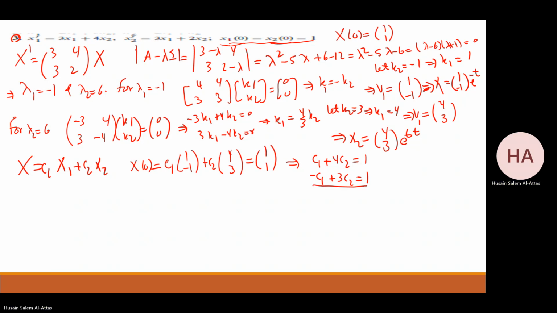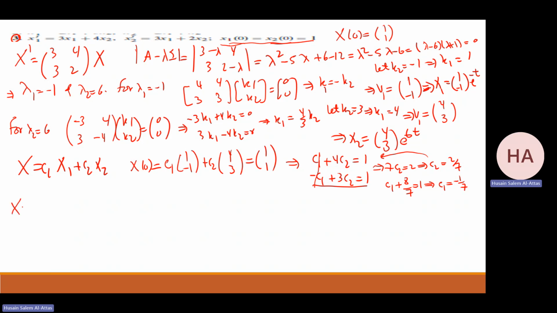Add them. You have, this is cancelled. You have 7c2 equal 2. So c2 equal 2 over 7. Plug it here. So you have c1 plus 8 over 7 equal 1. So c1 is 7 over 7 minus 8 over 7. That will be minus 1 over 7.